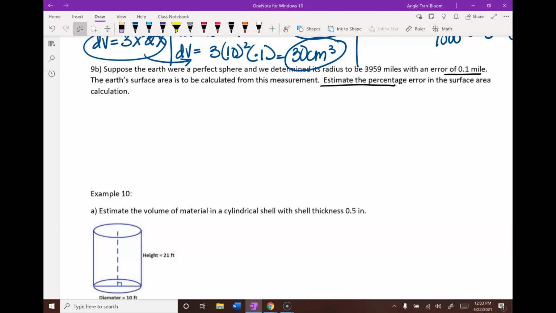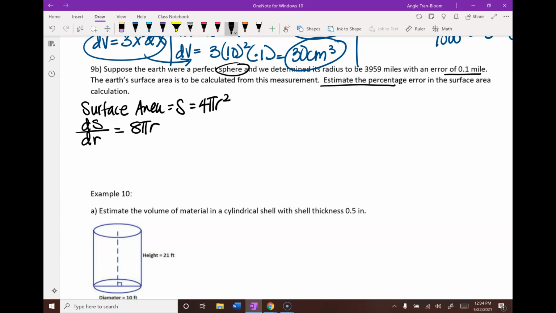So here we go. Let's start with the surface area, which is S, which is going to be 4 pi r squared for a sphere. Then we are going to do the derivative, the change in surface with the change in radius, 8 pi times r, and if we just want the change in surface all by itself, we multiply dr to both sides, so 8 pi times r times dr. Okay, so that is that for now.